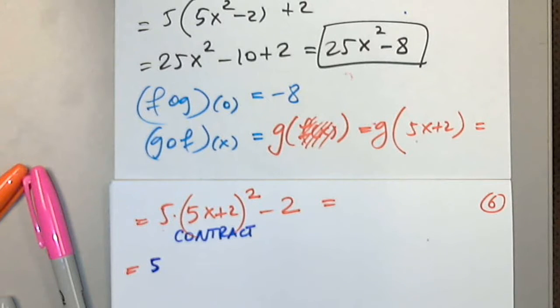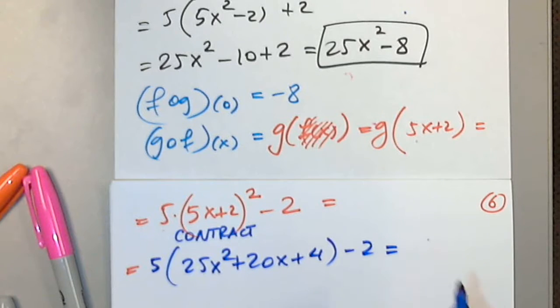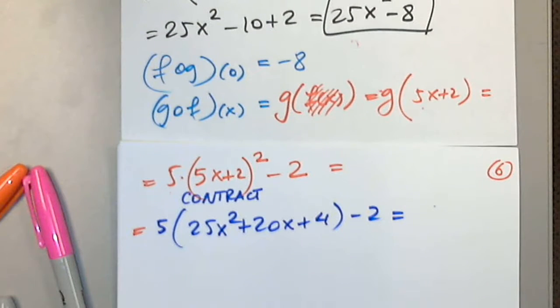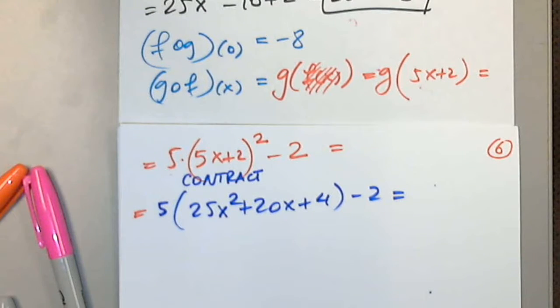So please give me the answer. That's 25x squared plus 20x plus 4, very good, minus 2. If at this point in time you're still not managing this, you must do it today, because you are going to fall behind. So, any questions?